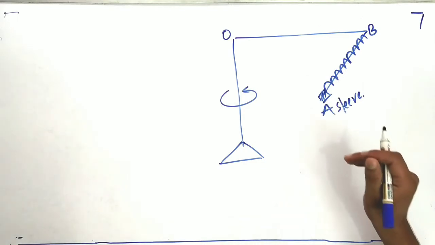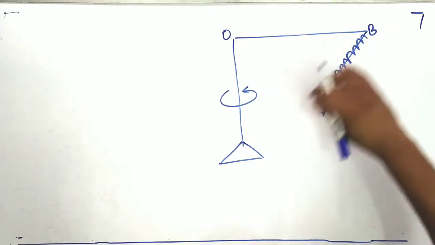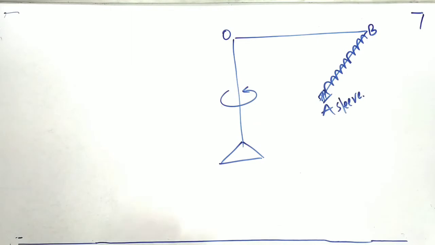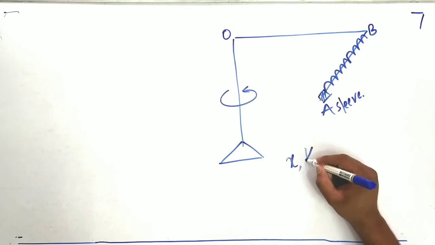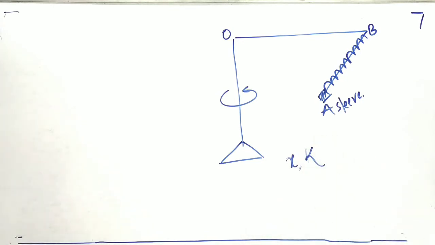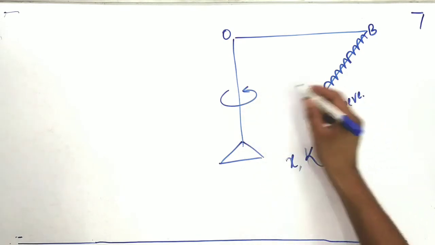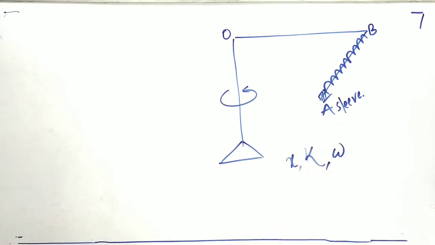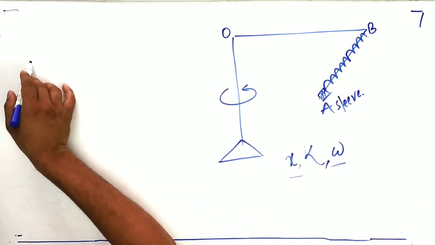What is a sleeve? Sleeve is an object which is free to move about a rod or a thin bar. So we're gonna have to find the extension X on the spring. We know that the spring constant is equal to K, and the angular velocity with which this device is rotating is omega. Okay, so we're gonna have to draw the free body diagram of the sleeve.